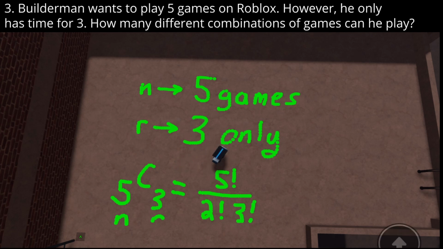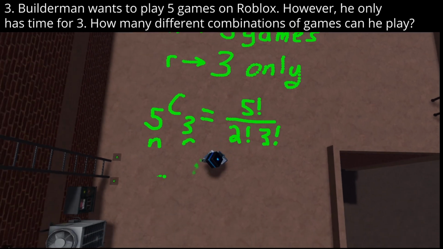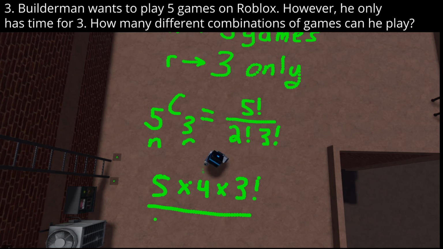So let's solve this. I'm going to move down here. We have 5 factorial. I can write that as 5 times 4 times 3 times 2 times 1, which is just 3 factorial. And then what that allows me to do is cancel out the 3 factorial in the denominator here. So what I'm left with is 5 times 4 divided by 2 factorial, which is just 2 times 1. Or that's just 2 only, because 2 times 1 is just 2.